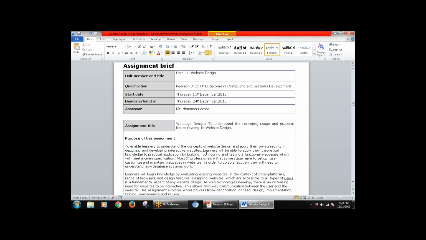Most IT professionals at this stage have to set up, customize, and maintain the web pages that are used to make an effective appearance. In order to do so effectively, they will need to understand how the database system works.